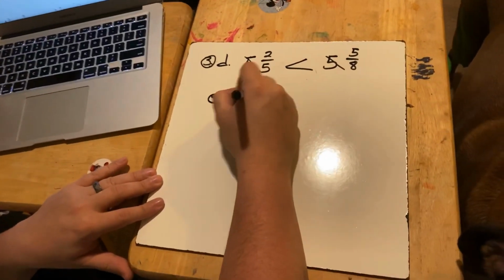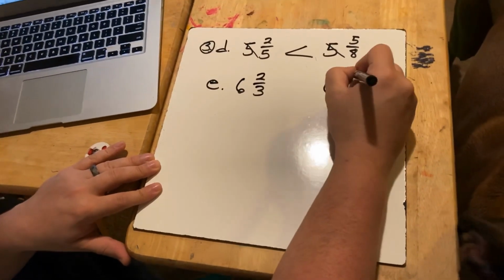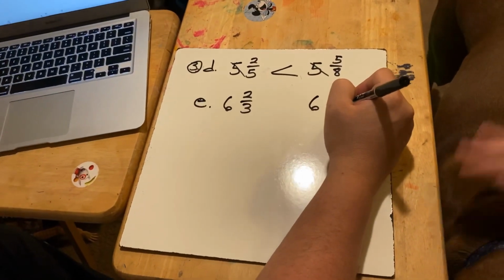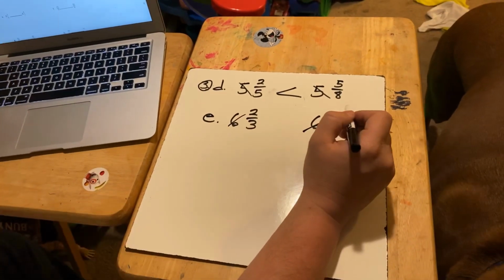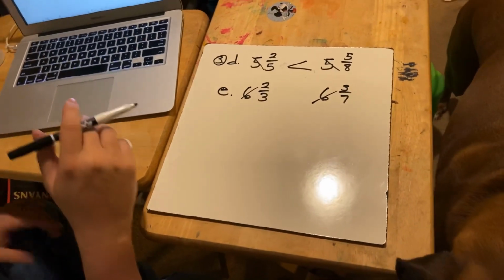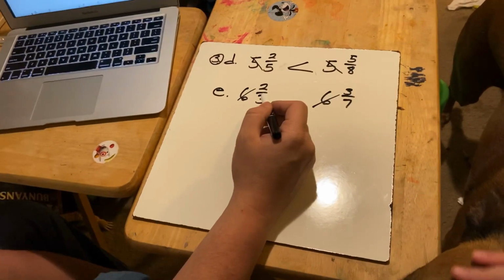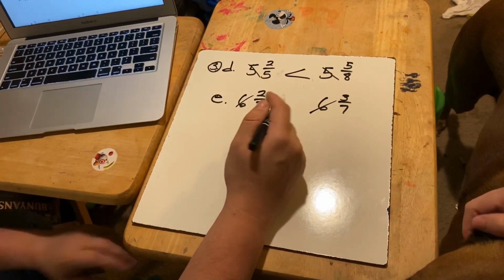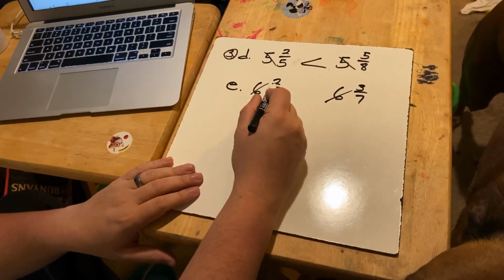E says 6 2/3 and 6 3/7. Well, looky here. Once again, they both have the same whole number. Mark them out if you need to. Now we're just comparing 2/3 and 3/7. Well, as we learned in one of the previous problems, 2/3 is actually greater than 1/2 because if I take a number and divide it into thirds, halfway is going to be somewhere between 1/3 and 2/3, and this is going to be greater than that point.